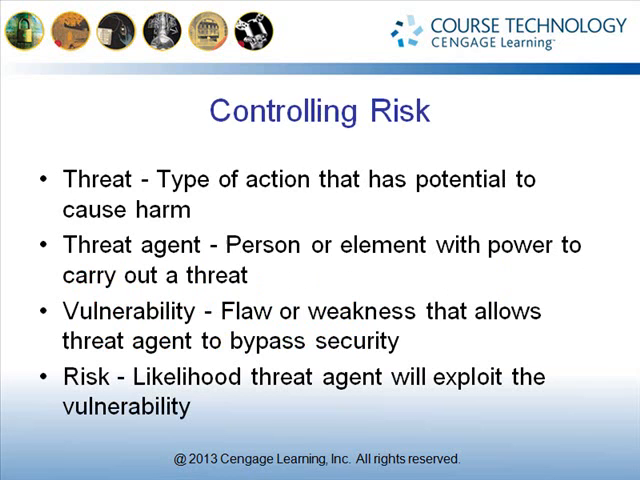A brief review of some terminology that we've spoken of before. You'll remember that a threat is a type of action that has the potential to cause harm. A threat agent is a person or an element that has the power to carry out a threat. A flaw or weakness that allows a threat agent to bypass security is what we call a vulnerability. And risk is the likelihood that a threat agent will exploit the vulnerability.